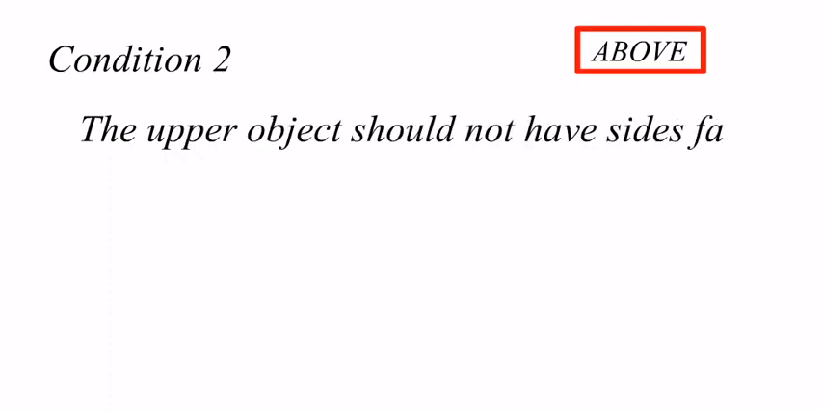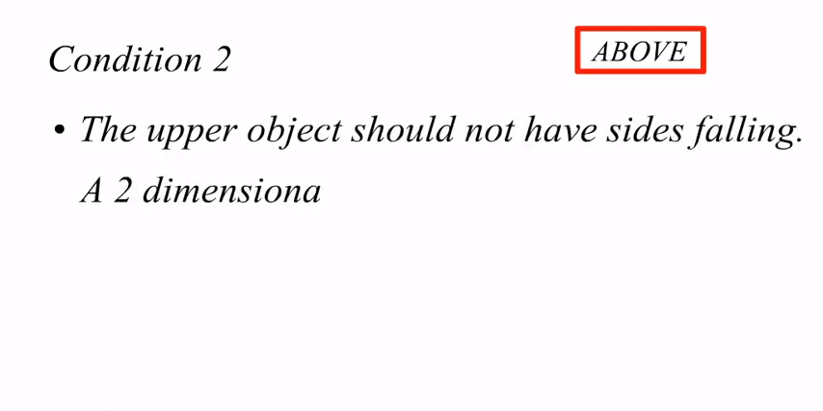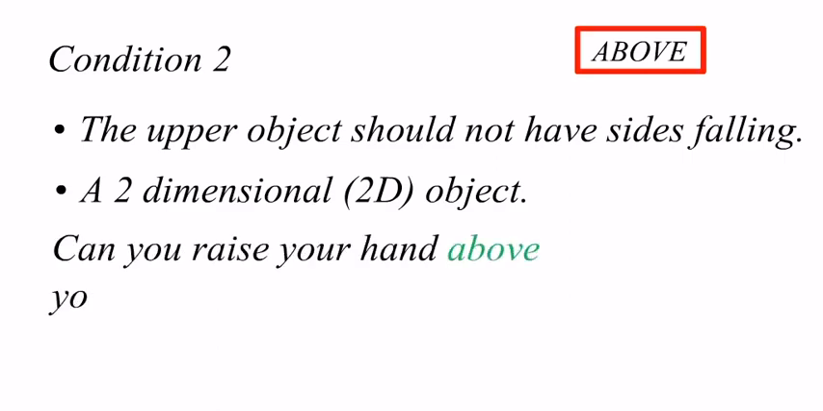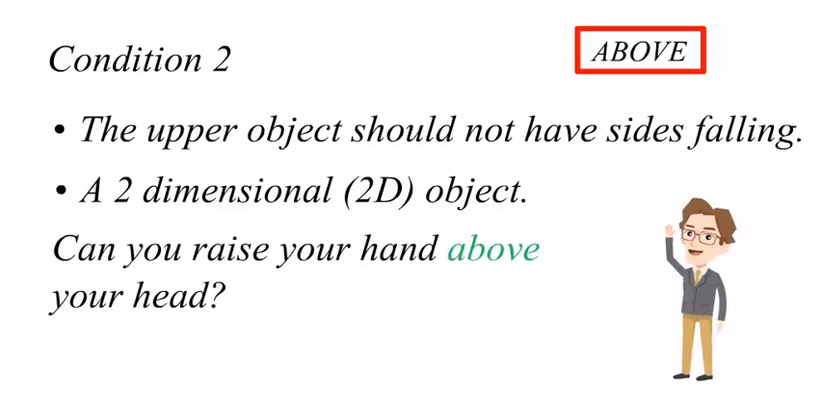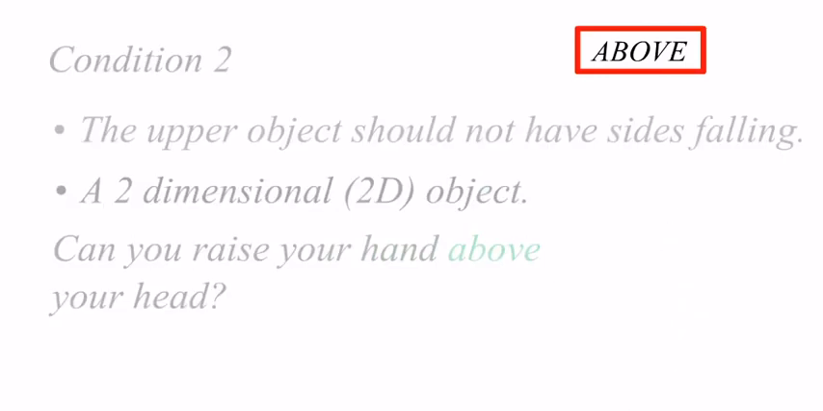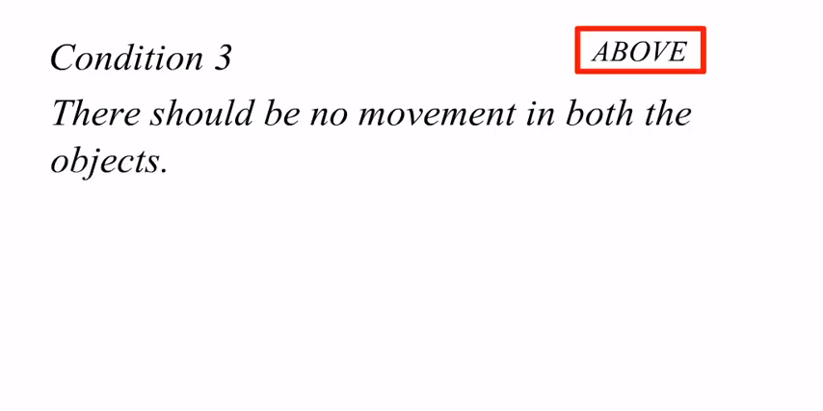Second condition, the upper object should not have sides falling. It should be a 2-dimensional object. It should look like a 2D object. For example, can you raise your hands above your head? So when you raise your hands, you don't cover yourself, so you don't make a 3D object. You just raise your hands, that is a 2D object. Third condition, there should be no movement in both the objects.